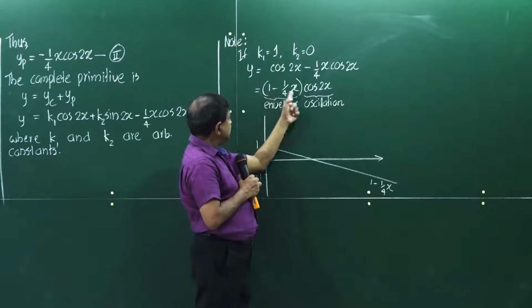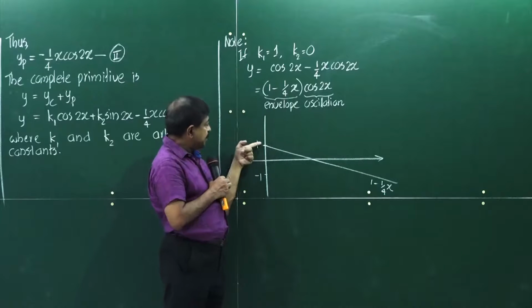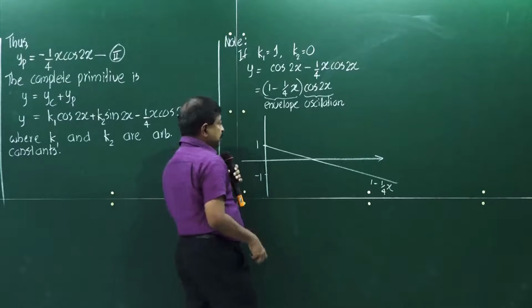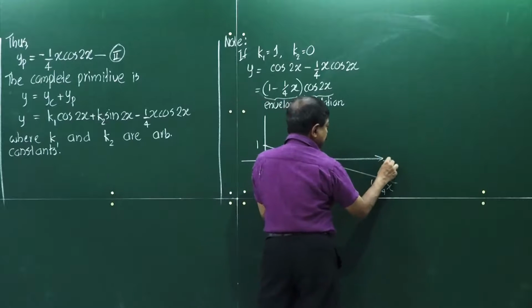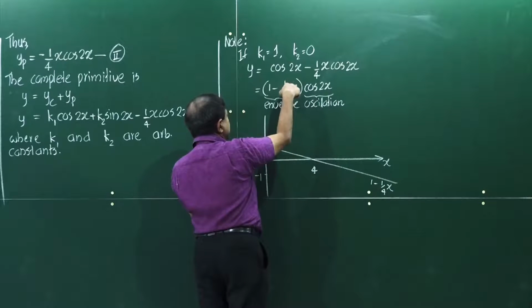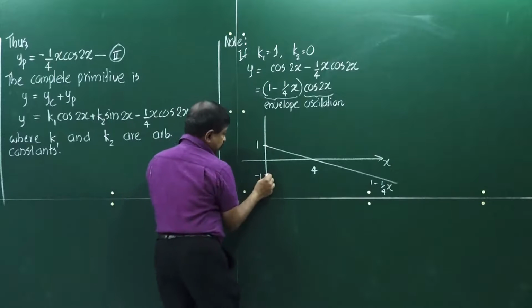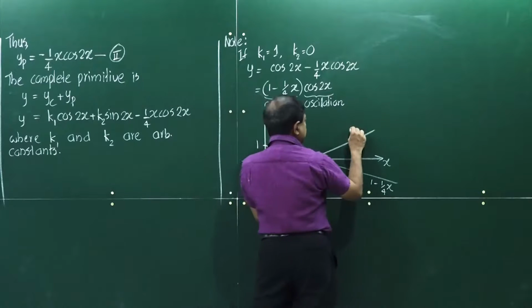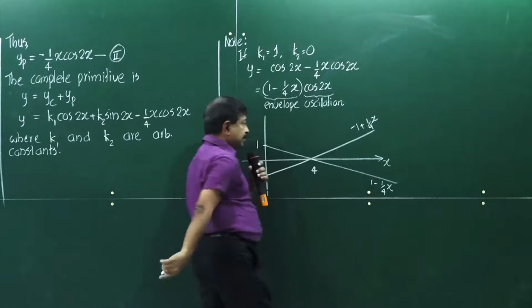So you draw this one, 1 minus 1/4 x. Here it's a straight line, intercept is 1, gradient is minus 1/4. So it meets x-axis at 4. Right, look, 1 minus 1/4 times 4 is 0. Similarly, you draw this one, negative of that. That is minus 1 plus 1/4 x.